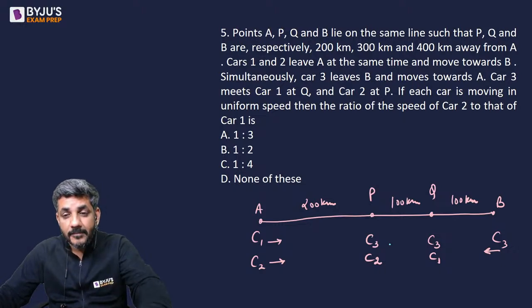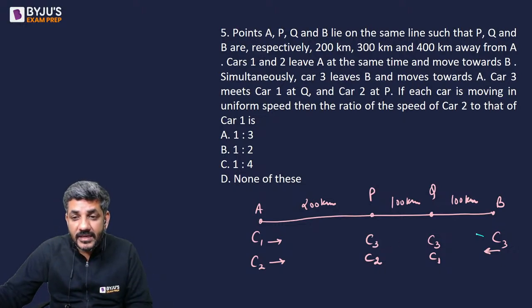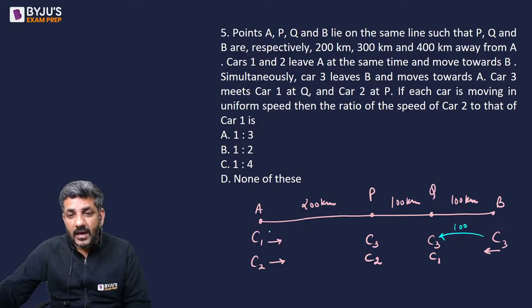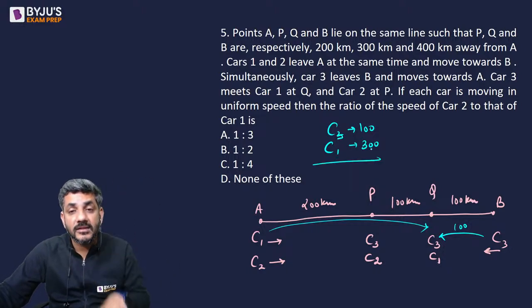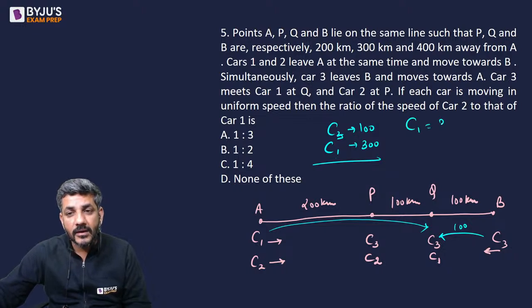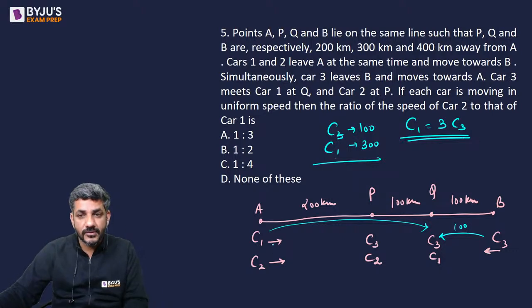Let's start doing it. Can I say when car 3 covers 100 kilometers, in the same time car 1 covered 300 kilometers? When car 3 covered 100, car 1 covered 300. So I can say speed of car 1 is thrice the speed of car 3. I am sure this all has been understood.